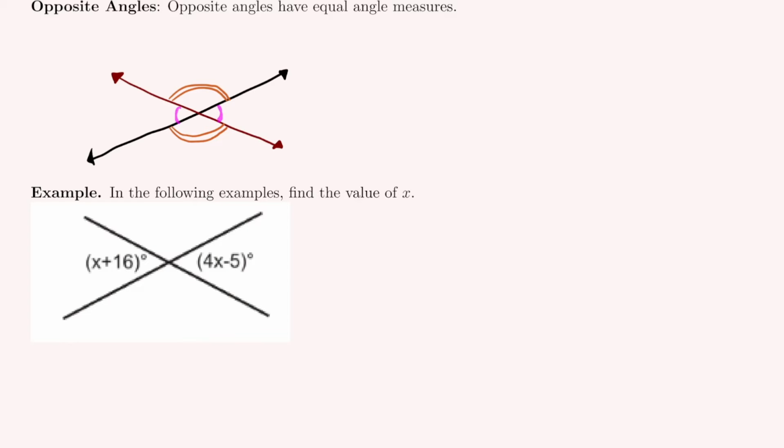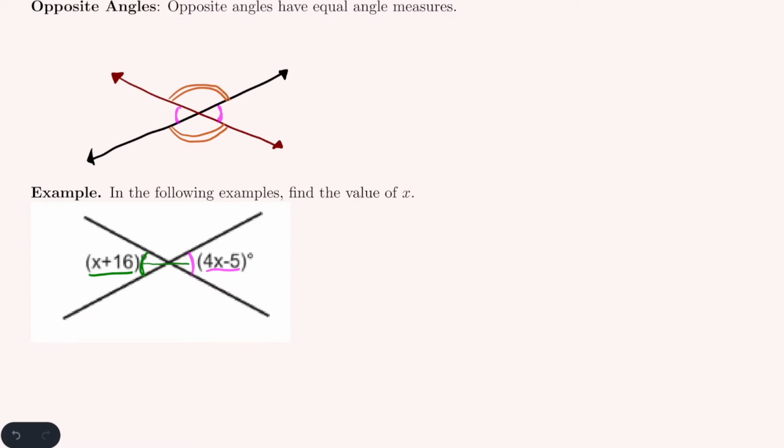Keeping this idea in mind, let's think about how we could solve this example. Here we see that I have two intersecting lines, line 1, line 2, and we're asked to find the value of x. Now, x itself is only mentioned in the problem in that they tell us the angle measure that I'm showing here in pink is equal to 4x minus 5, and the angle measure that I'm showing in green is x plus 16.